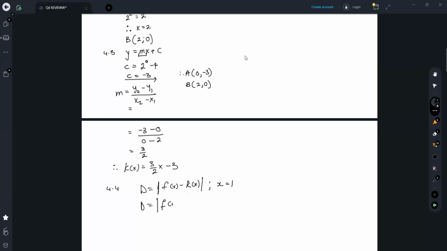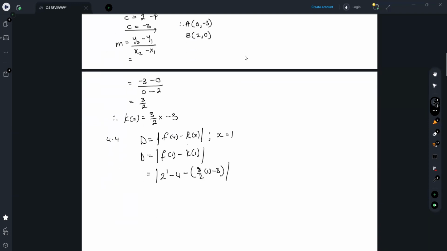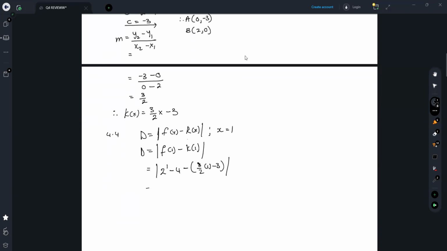So for f of x at 1 minus k at 1, like that. Now the question is, what is f of x? Remember that f of x is 2 to the power, then for x we're going to have 1 minus 4, minus k, which is 3 over 2 into 1 there, minus 3, close, and close like that. Okay? And when you punch this information into your calculator, you are going to receive 1 over 2. So the distance is 1 over 2 units, like that.